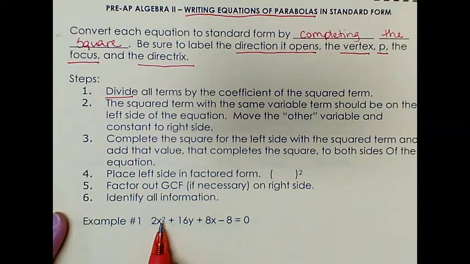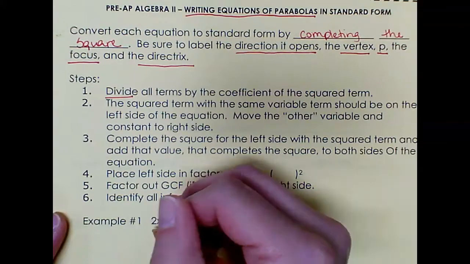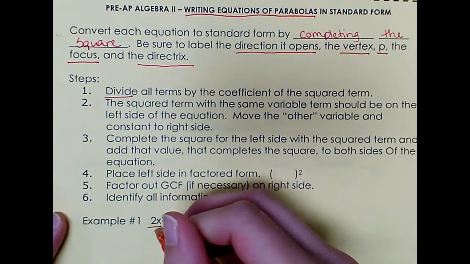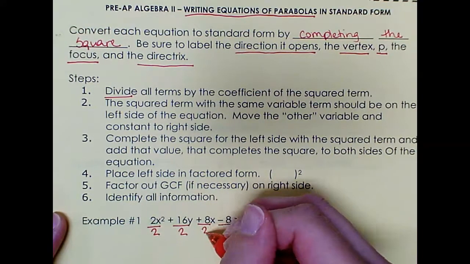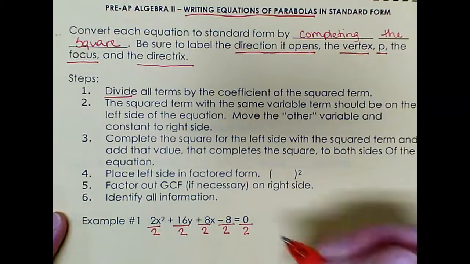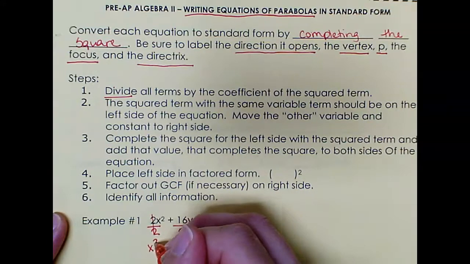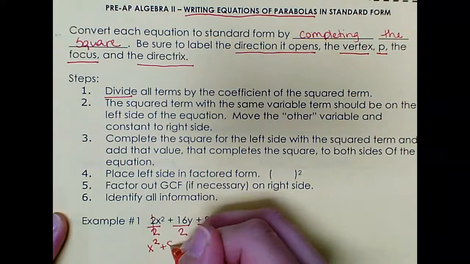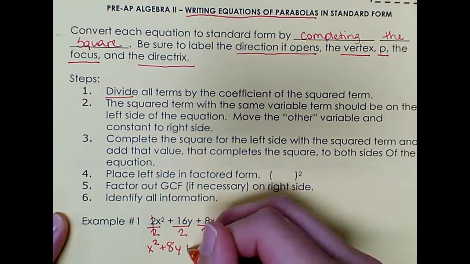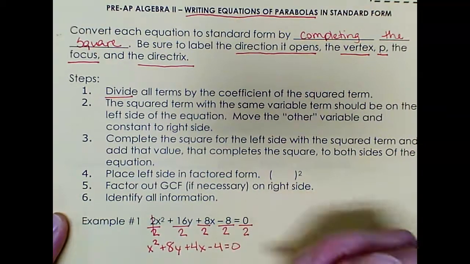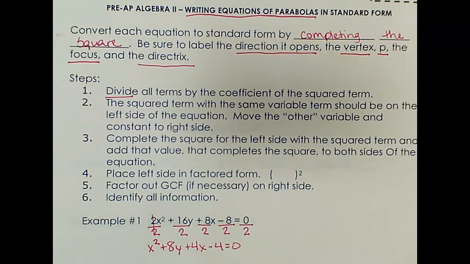Well, the x squared is here, and the coefficient is 2. So I'm going to divide every term, even that 0, by 2. And of course, 0 divided by 2 is still 0. So if I do that, I have x squared, plus 8y, plus 4x, minus 4, equals 0. So I've divided all my terms by the coefficient of the squared term.